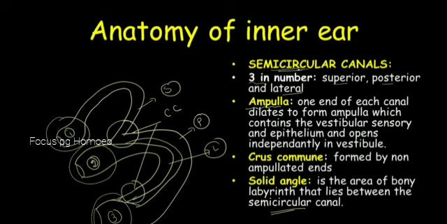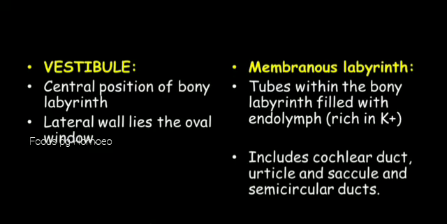In the anatomy of the inner ear, we are mainly dealing with the semicircular canals, which are a part of the bony labyrinth. There are three different semicircular canals: superior, posterior and lateral. The ampulla is none other than the dilated part, and here you can see three ampullas. The non-dilated part is called the crus commune, and the solid angle is none other than the area of the bony labyrinth that lies between the semicircular canals. Okay, so we can move forward.